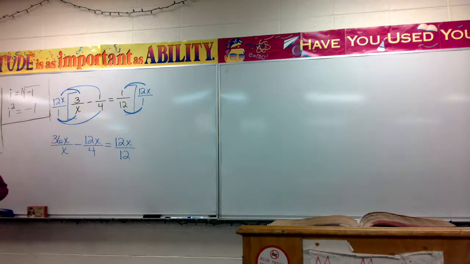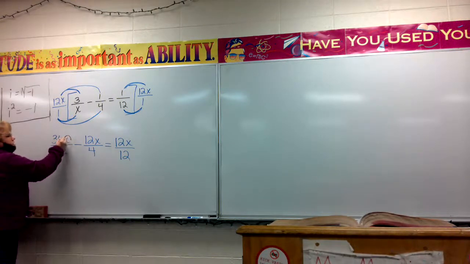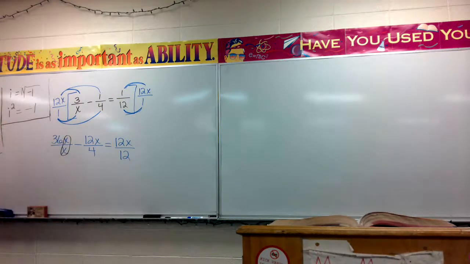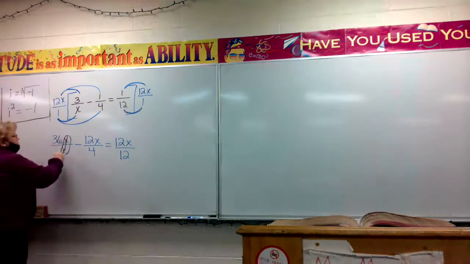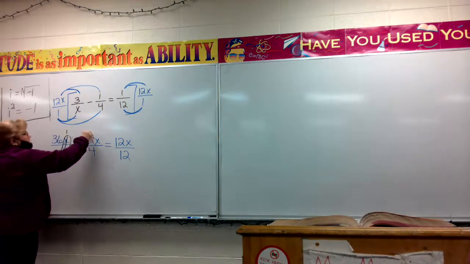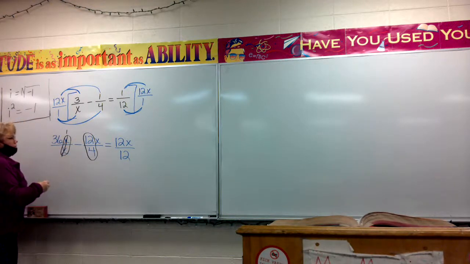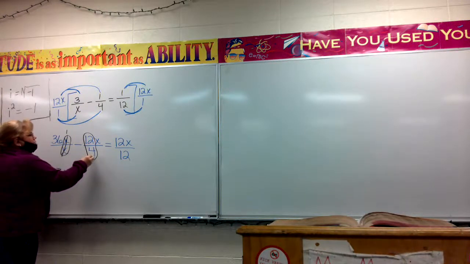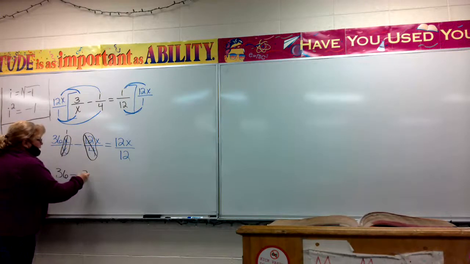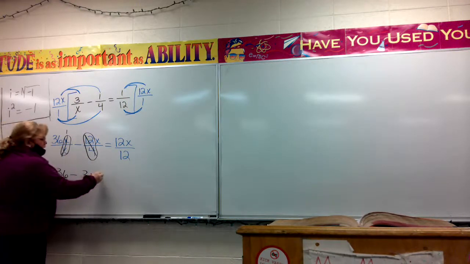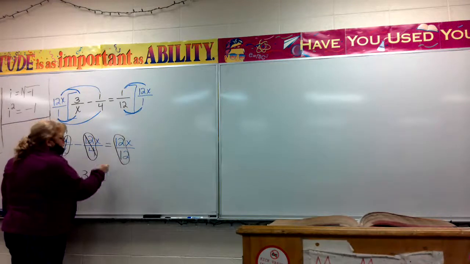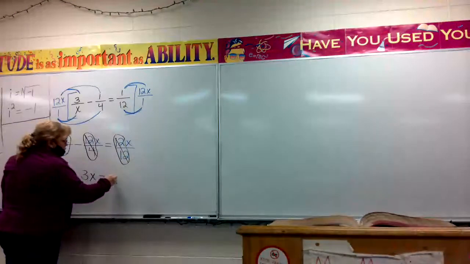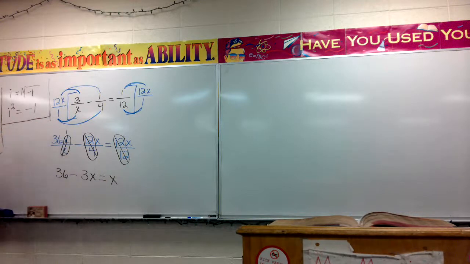Now what? Well, you can cancel x over x. Anything over itself is just 1. What about this? Divided by 4 is 3x. And over here, the 12s cancel. 12 over 12 is just 1x. Oh, look at how nice that is. Nice and easy to solve.